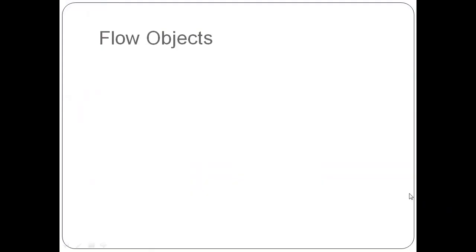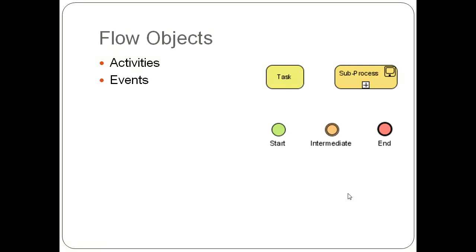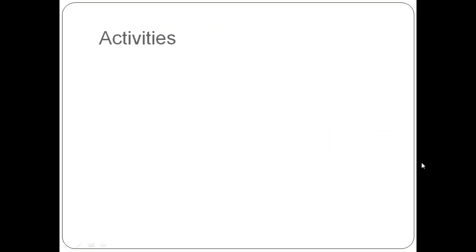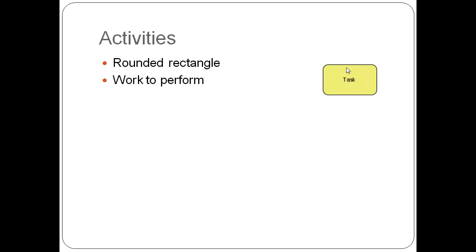Okay, after talking about the pool and lanes, let's switch to flow objects. There are three kinds of flow objects: activities, events, and gateways. Okay, let's talk about the activities. An activity is represented by a rounded rectangle like this one, and it represents the work that needs to be performed in organizations.